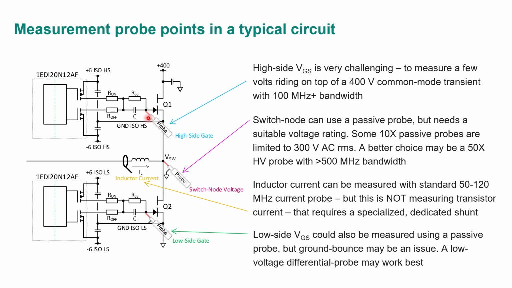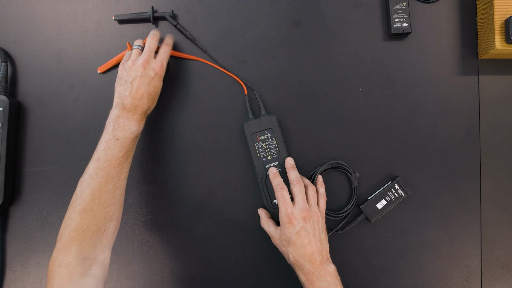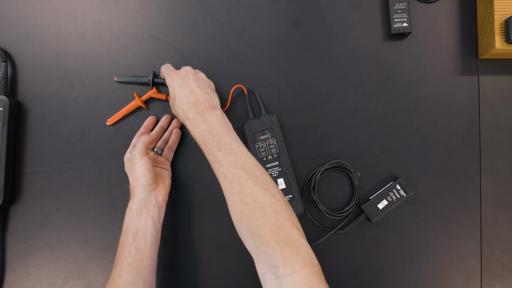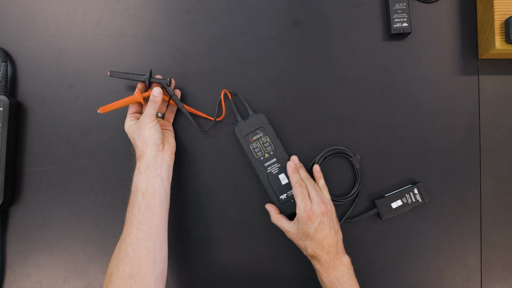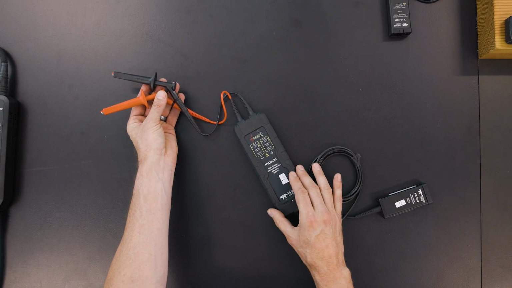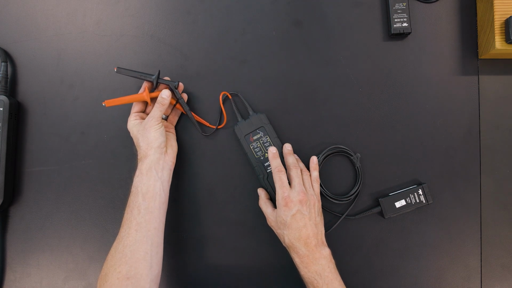There are probes, so I'm going to show you again a couple of probes. This one here is made again by multiple different vendors, each one for their own scope brand. This is called a high voltage differential probe. It has a pretty high bandwidth. This one is like 400 megahertz.